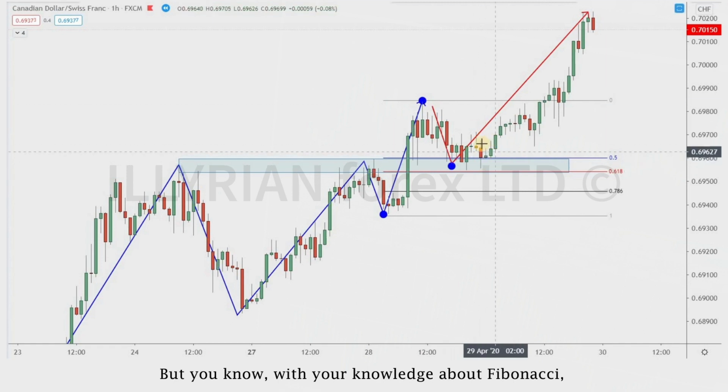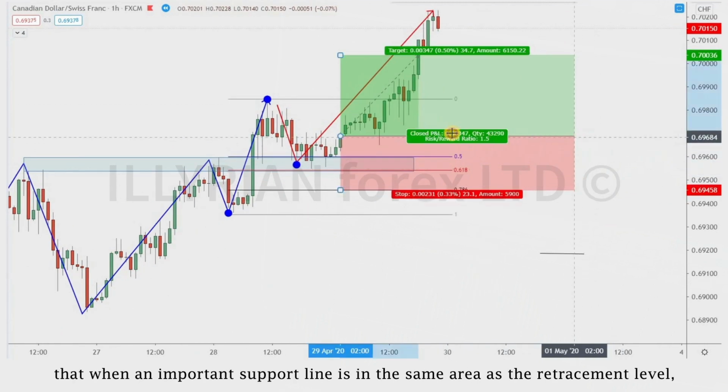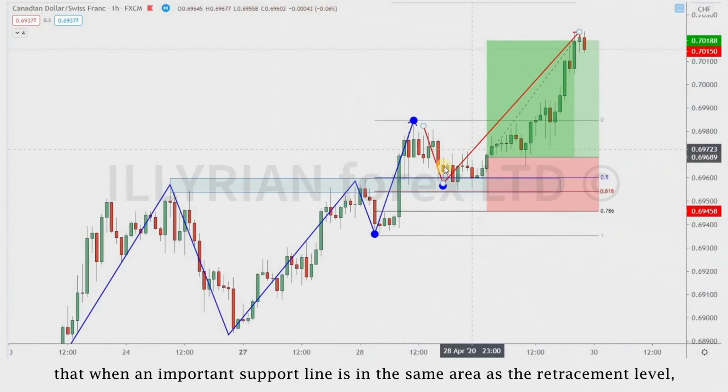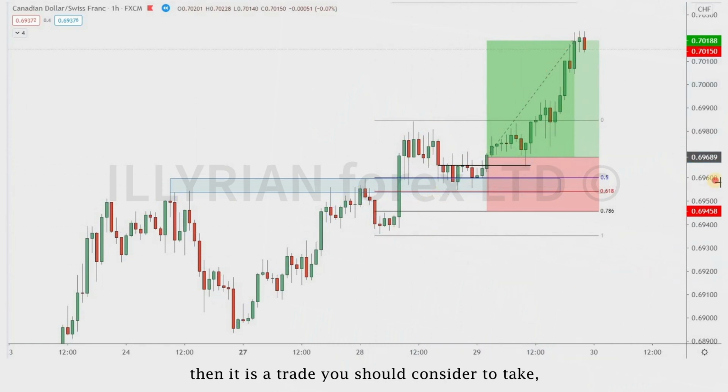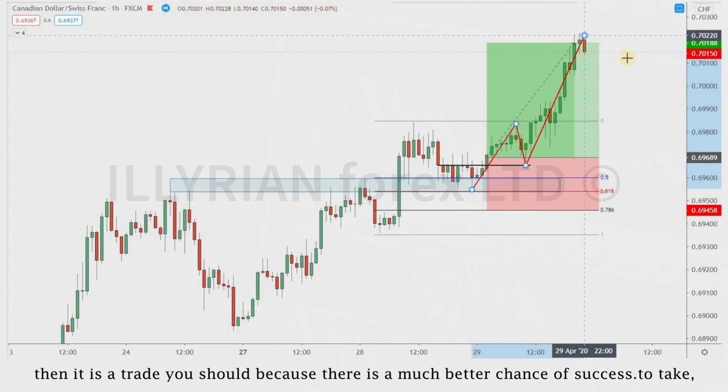Some traders probably took long positions, only because price moved back to the support line. But you know, with your knowledge about Fibonacci, that when an important support line is in the same area as the retracement level, then it is a trade you should consider taking, because there is a much better chance of success.